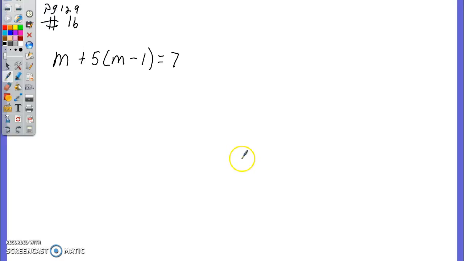m plus 5 times the quantity of m minus 1 equals 7. So this is one of the ones where we distribute first. So I do 5 times m, which is 5m, 5 times negative 1, which is negative 5. Then we bring down the m, and then we put the plus there because it's a positive 5m, minus 5, equals 7. And we talked about combining like terms at this point.